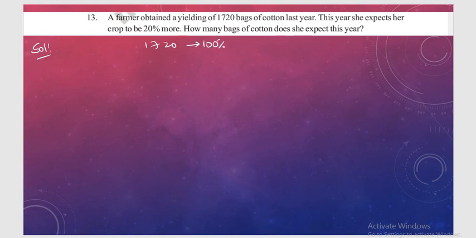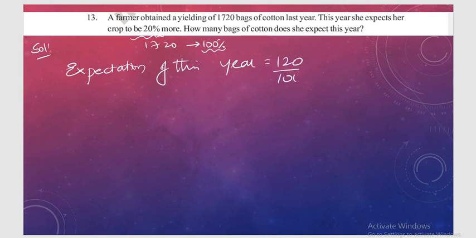Now this year, what is given? 20% more, no? So 20% more means for this 100% we are going to get 20% more. So the expectation of this year is equal to how much? Since it is 100% plus 20% more, we can write it as 120 by 100 into whose? It is nothing but these 100% only, no?